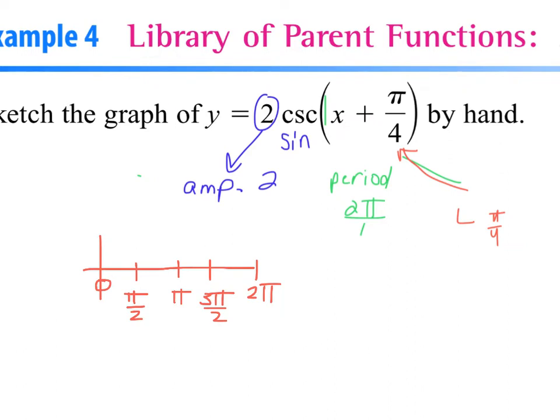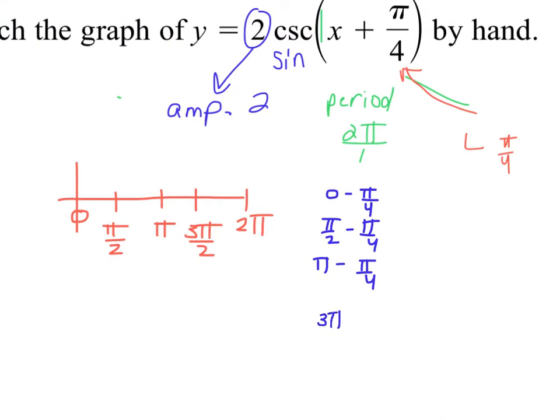So in order to get my new tick marks, I have to subtract 0 minus pi over 4. Right? Pi over 2 minus pi over 4. Pi minus pi over 4. 3 pi over 2 minus pi over 4. And then 2 pi minus pi over 4 to get my new tick marks. You guys with me? Okay. Good, good, good. So let's do some quick math here.